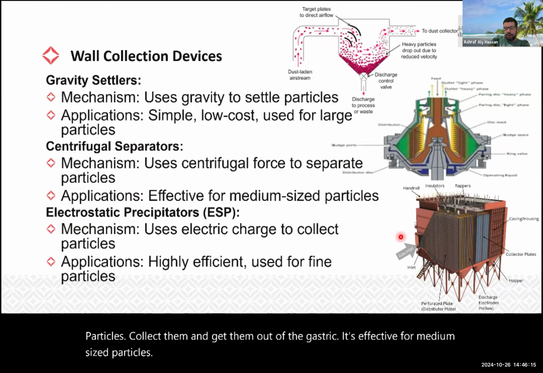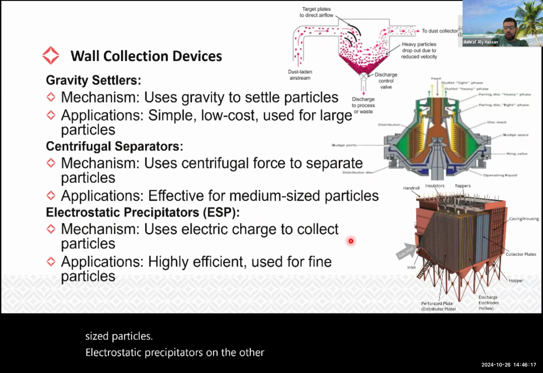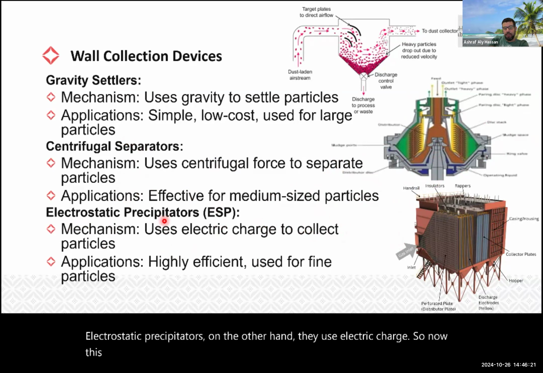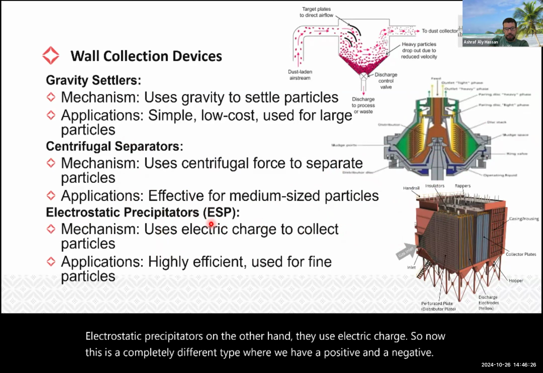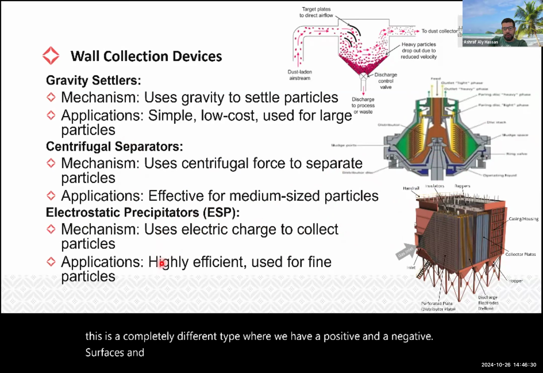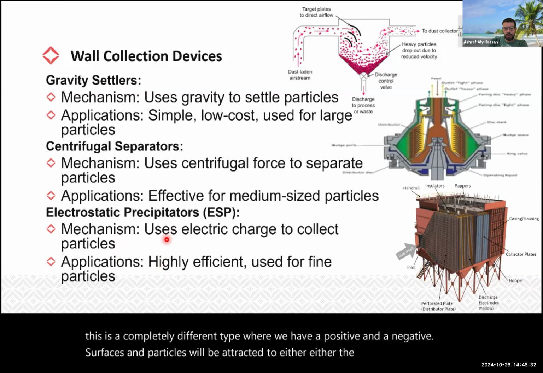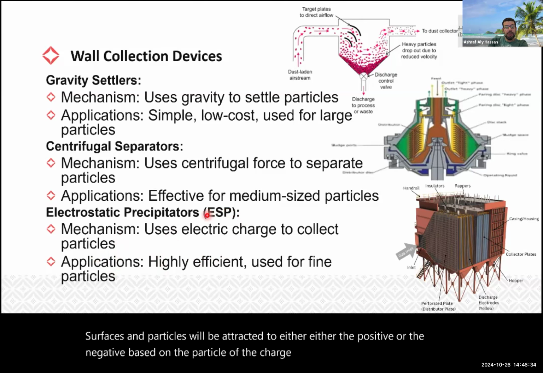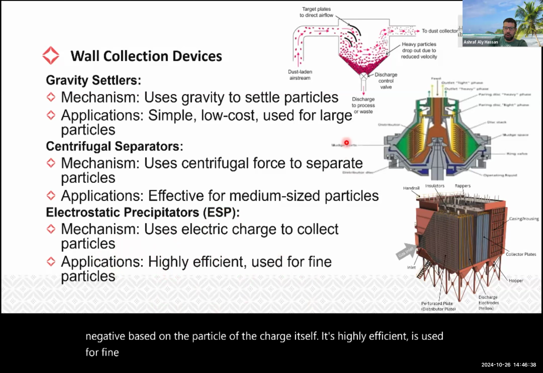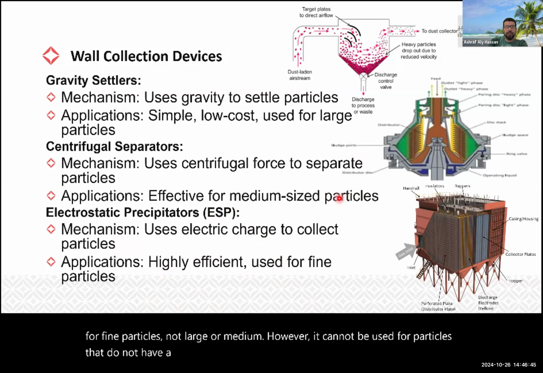Electrostatic precipitators, on the other hand, use electric charge. This is a completely different type, where we have positive and negative surfaces, and particles will be attracted to either the positive or the negative based on the charge of the particle itself. It's highly efficient. It's used for fine particles, not large or medium. However, it cannot be used for particles that do not have a charge themselves.